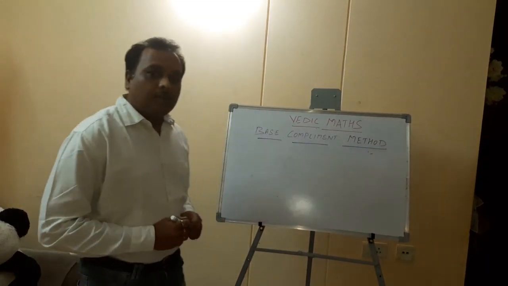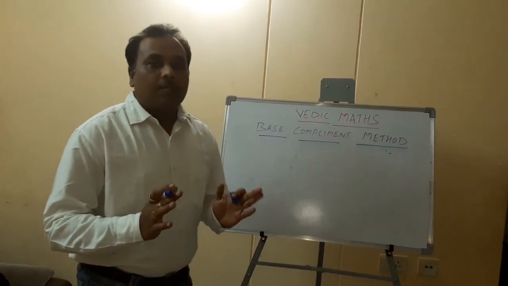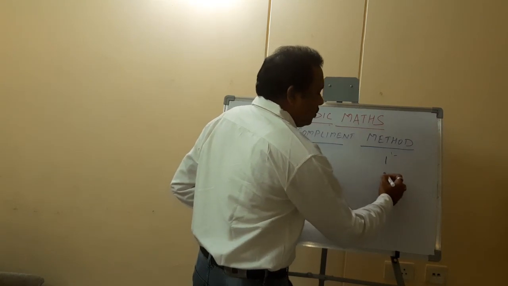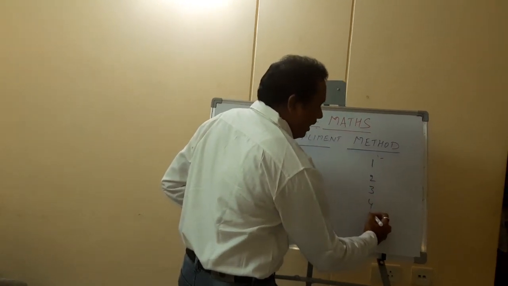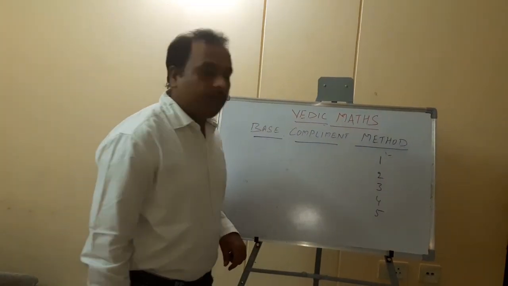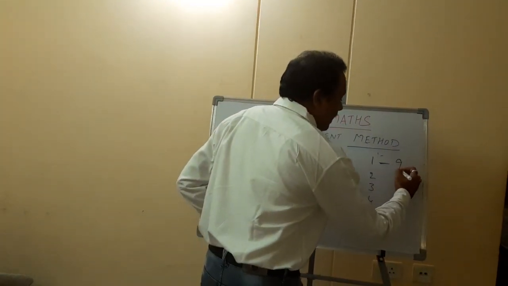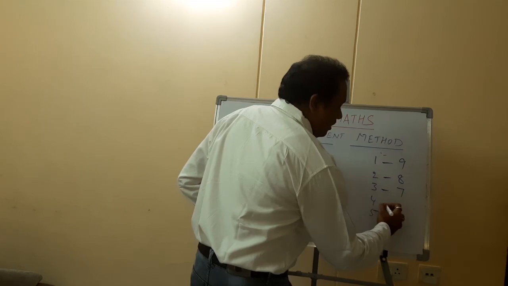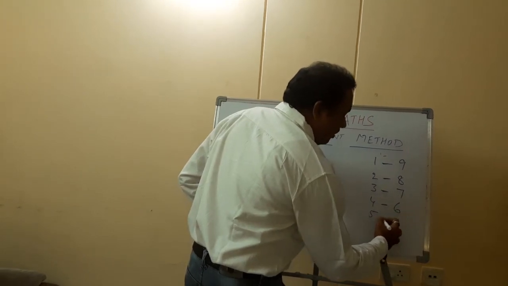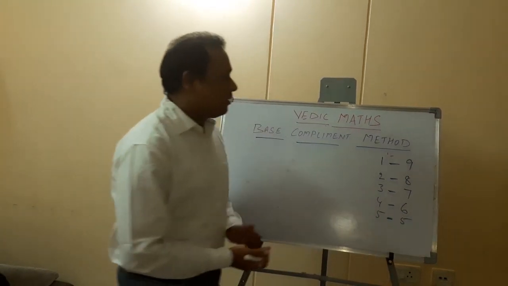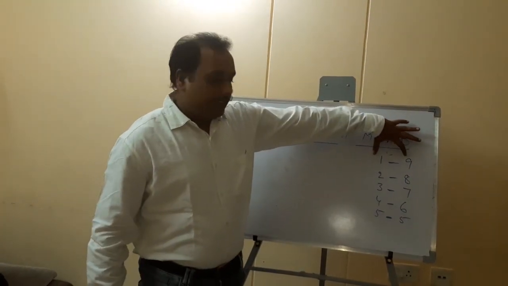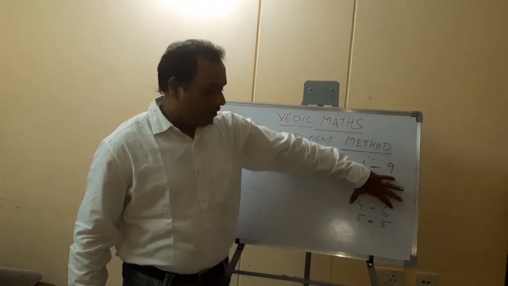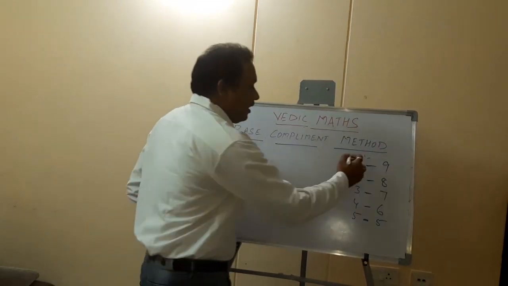So what is this base complement? First we'll understand what the complement numbers are. Let us take 1, 2, 3, 4 and 5. What will be the complement for 1? The complement for 1 will be 9, for 2 it will be 8, for 3 it will be 7, for 4 it will be 6 and for 5 it will be 5. That means when we add these two, we get 10. 7 plus 3 is 10, 6 plus 4 is 10 and 5 plus 5 is 10. These are the complement numbers.